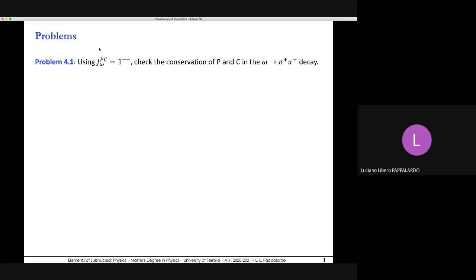Okay. So we have all the information on the initial state, and we want to check that parity and charge conjugation are also conserved in this specific decay of the omega meson. So we'll move now to the board.